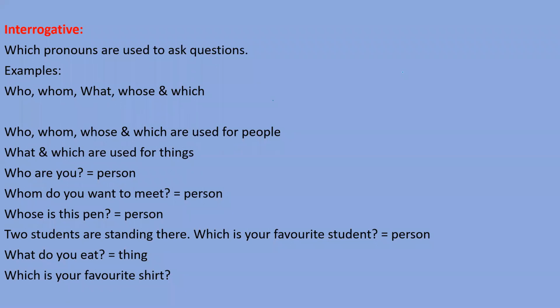Simply we have understood that who, whom, whose, and which, these four words are used for people. Which and what, these are used for things. Which is common. It can be used for people also and for things also, right? Now we are going to talk about them one by one.